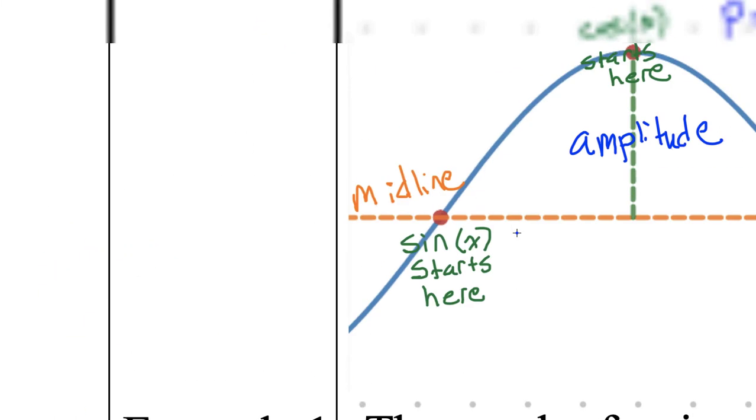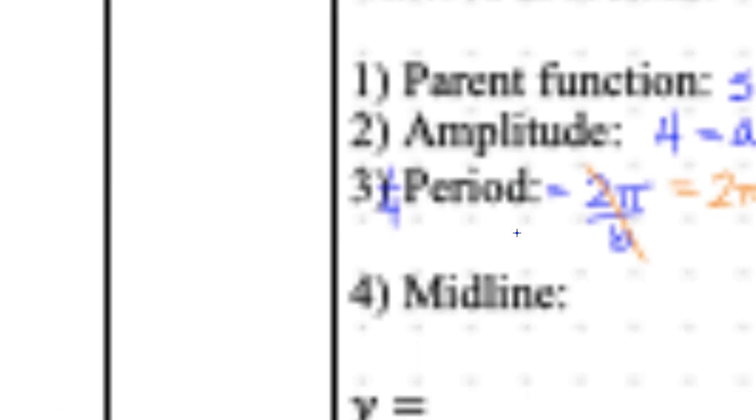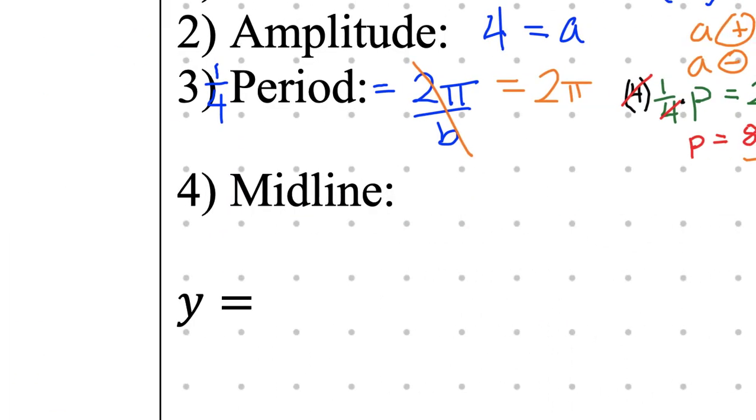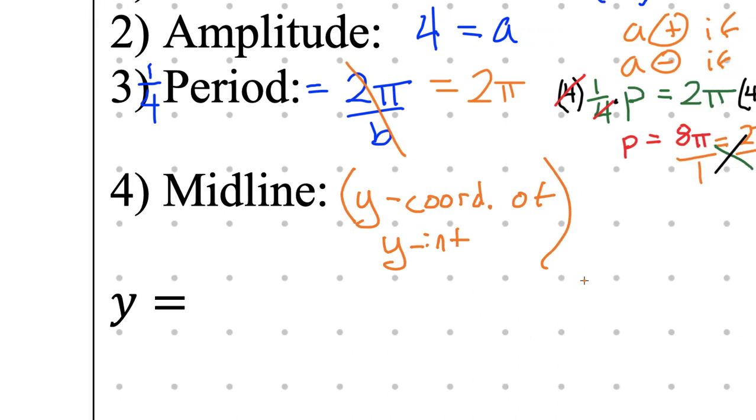So k, the midline, will always be whatever your y-intercept is. Your y-intercept is always going to be your value of k until we talk about phase shift. So I'm kind of half lying to you. So midline, can you please write in your notes: y-coordinate of the y-intercept? And if you want to simplify that and be a little bit informal about it, you could just say it's the y-intercept, because most people say y-intercept is 3. It's really 0, 3, but yeah, the y-intercept.